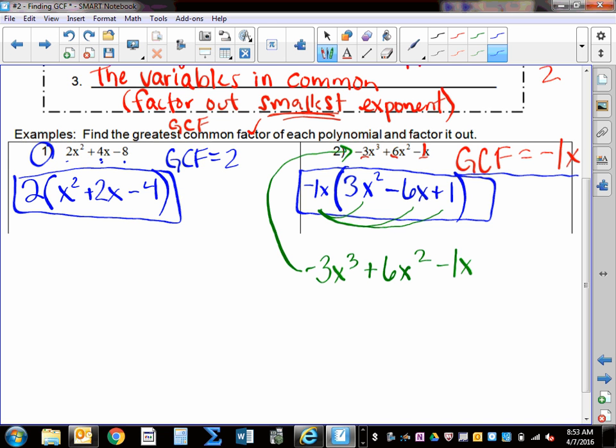Now let's double check it. If we were to distribute it back out, we get 2x squared plus 4x minus 8. Does that match? Yeah, good. So this is definitely my answer. And it's perfectly fine to go ahead and multiply it back out to double check, but just put a box around your answer so we know what we're doing. Questions on that?